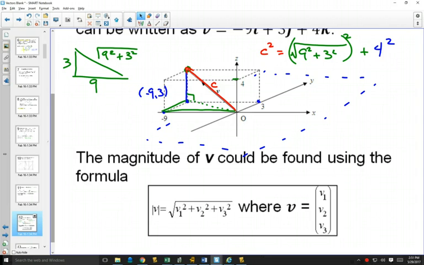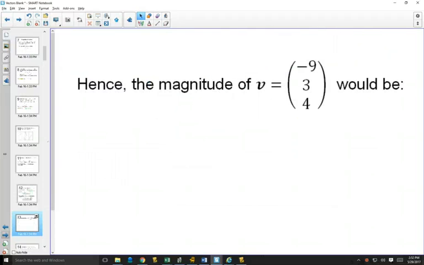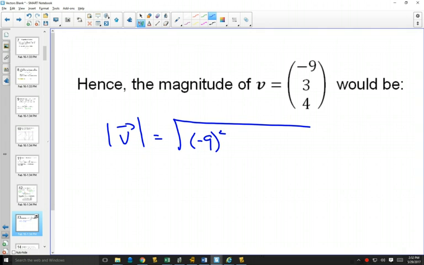It's just a squared plus b squared plus c squared equals d squared, in a sense. And you just have to do each of these dimensions, 9, 3, and 4. 9 squared plus 3 squared plus 4 squared, and then square root that. So if we want to find the length of this, the magnitude of v will equal the square root of -9 squared plus 3 squared plus 4 squared. 81 plus 9 is 90 plus 16 is the square root of 106.